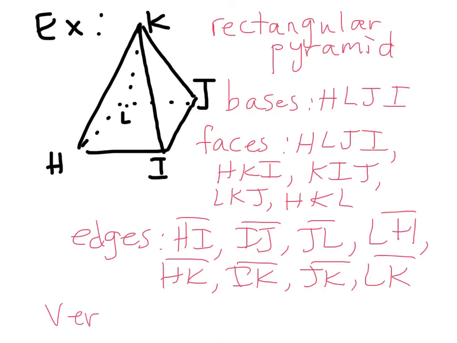And then the vertices, remember that's just plural for vertex, are just all the points. So I have 5 vertices. I have vertex H, vertex I, vertex J, vertex K, and vertex L.